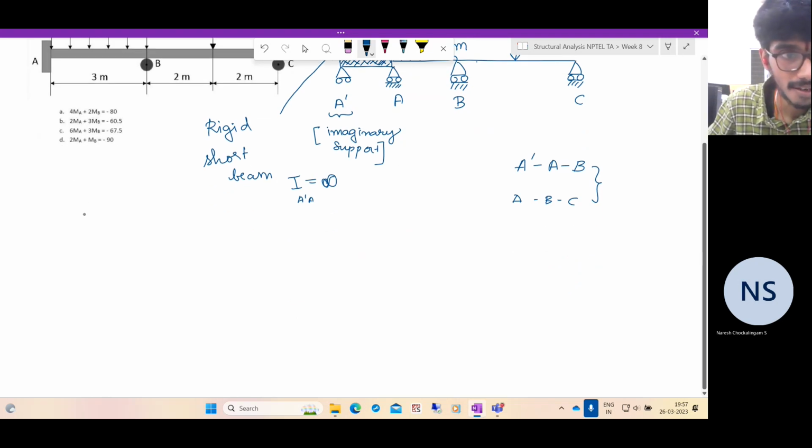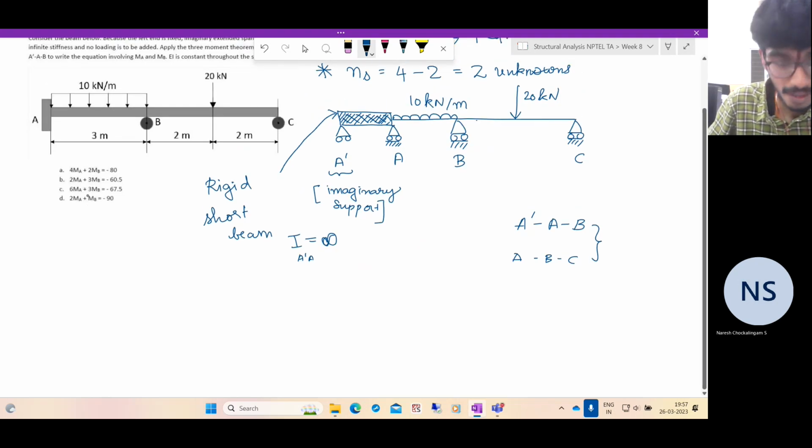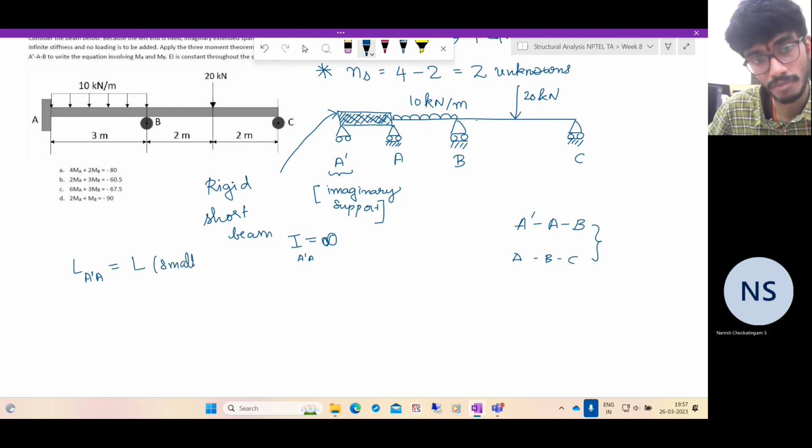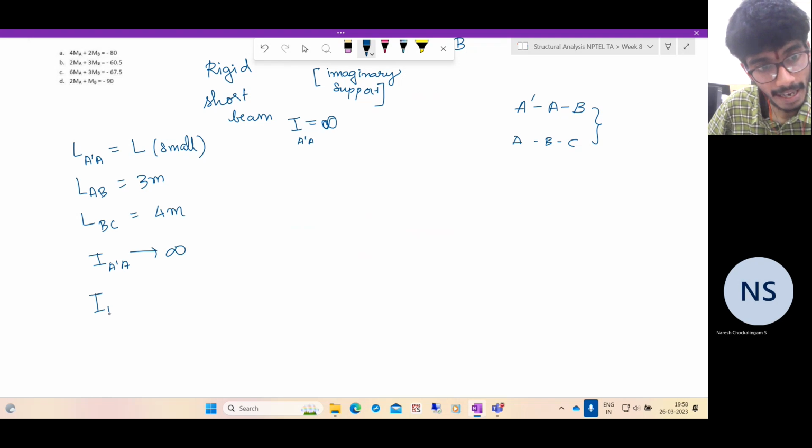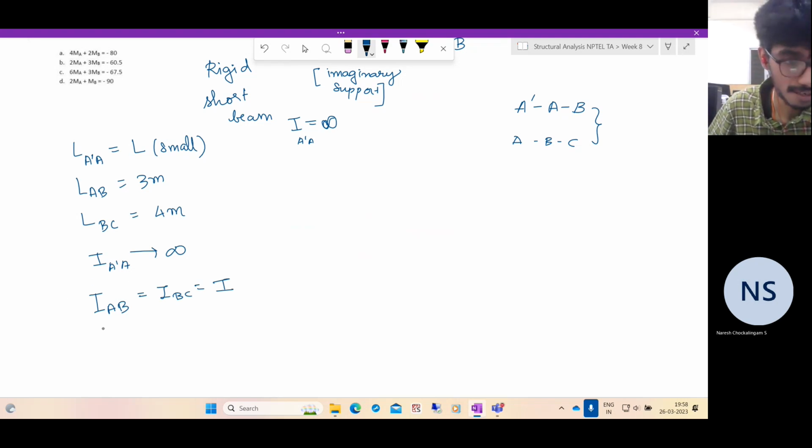So for the span, let us write down the data. What is L A prime A? You can take it as any small value. Say it is just some L, which is very, very small. And what is LAB? It is 3 meters. What is LBC? It is 4 meters. What is IA prime A? That tends to infinity. IAB is equal to IBC is equal to I. E can be taken as constant.